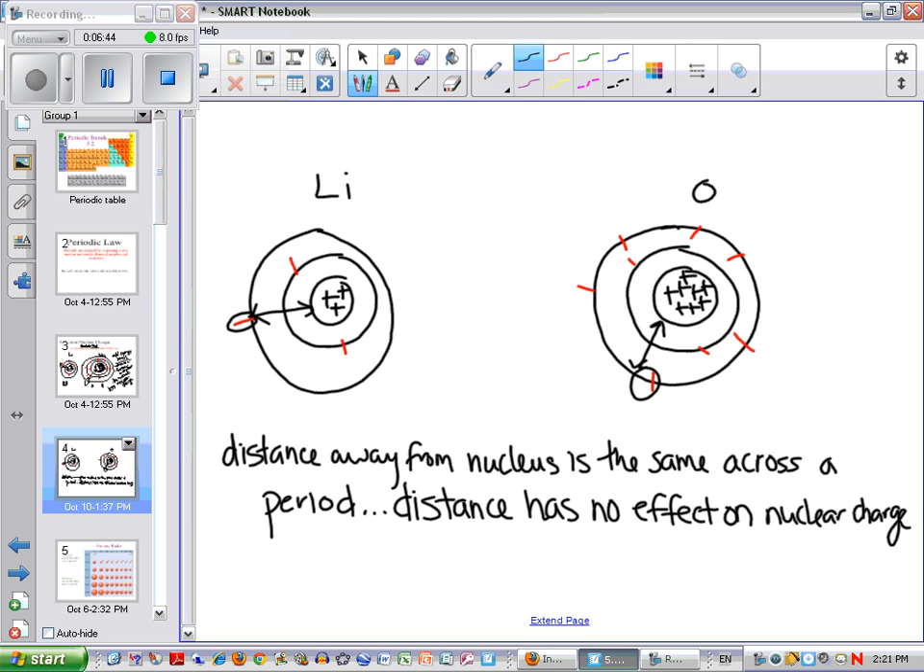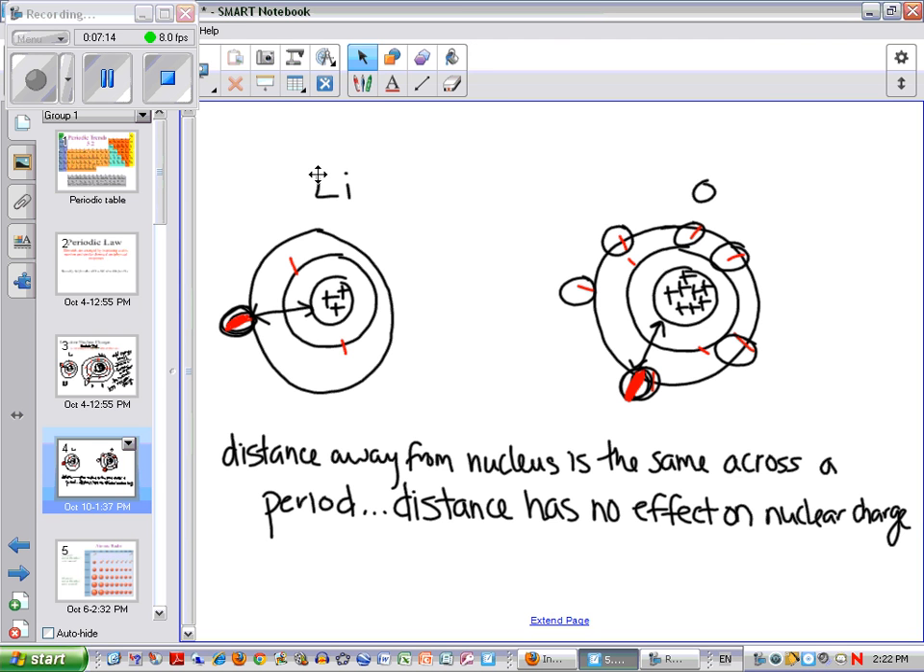But I am going to tell you that oxygen's valence electrons feel a much stronger pull by the nucleus than lithium's 1 valence electron. So we know it can't be because of the distance, because as you go across a period, the distance remains the same. So what is it? Why is it that this electron, for instance, and I'm sorry, this is the most ghetto drawing I've ever drawn, this electron specifically right here has a much greater nuclear pull than this electron right here? What's the difference between that electron and this electron?